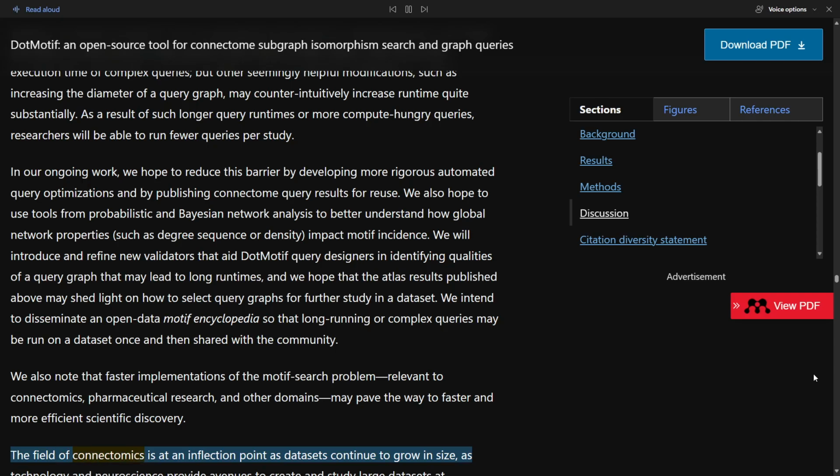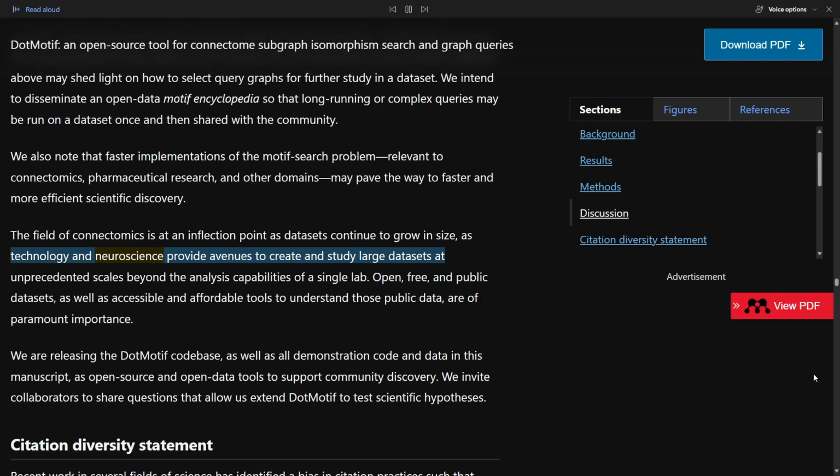The field of connectomics is at an inflection point as datasets continue to grow in size. As technology and neuroscience provide avenues to create and study large datasets at unprecedented scales beyond the analysis capabilities of a single lab.